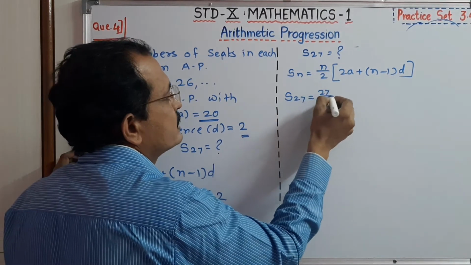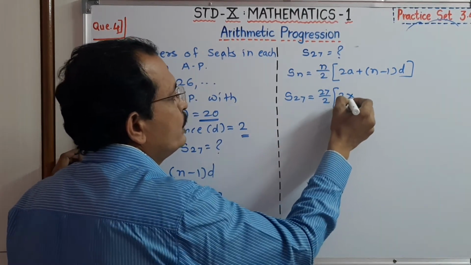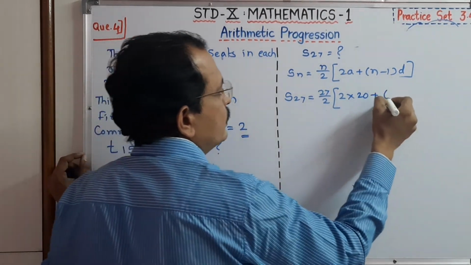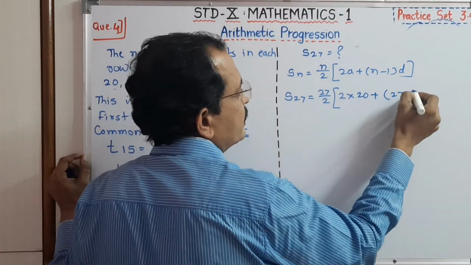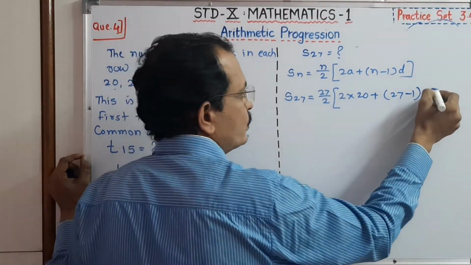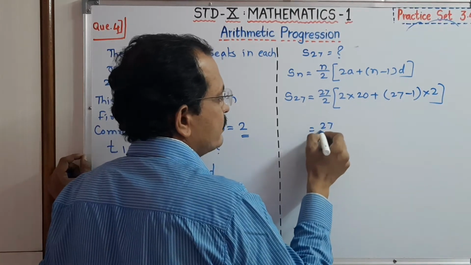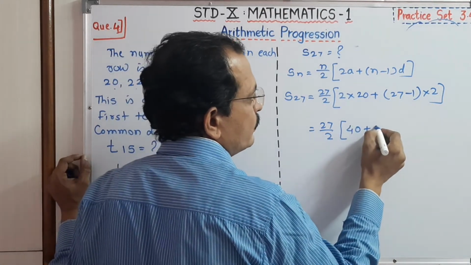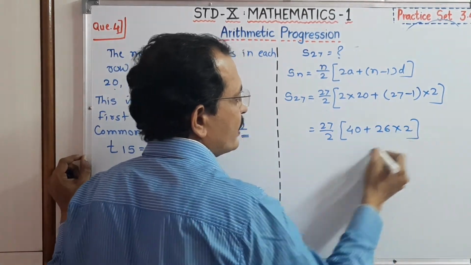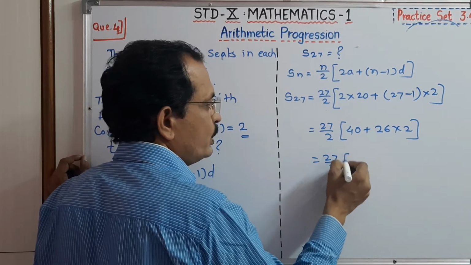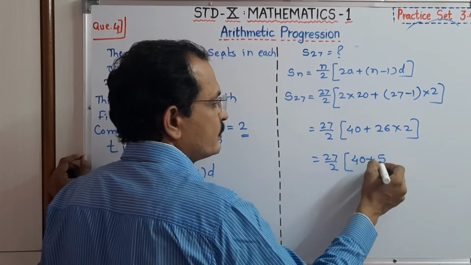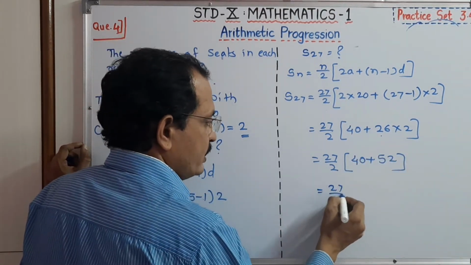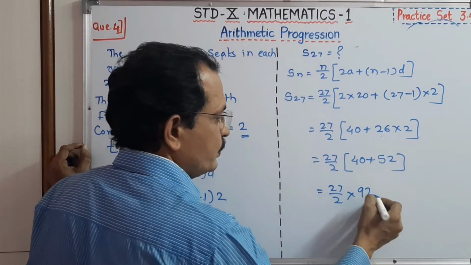S27 is equal to 27 upon 2 into 2 into a. First term is 20 plus 27 minus 1 into d is equal to 2. Now see here, 27 upon 2 into 40 plus this 26 into 2. Now 27 upon 2 into 40 plus 52.